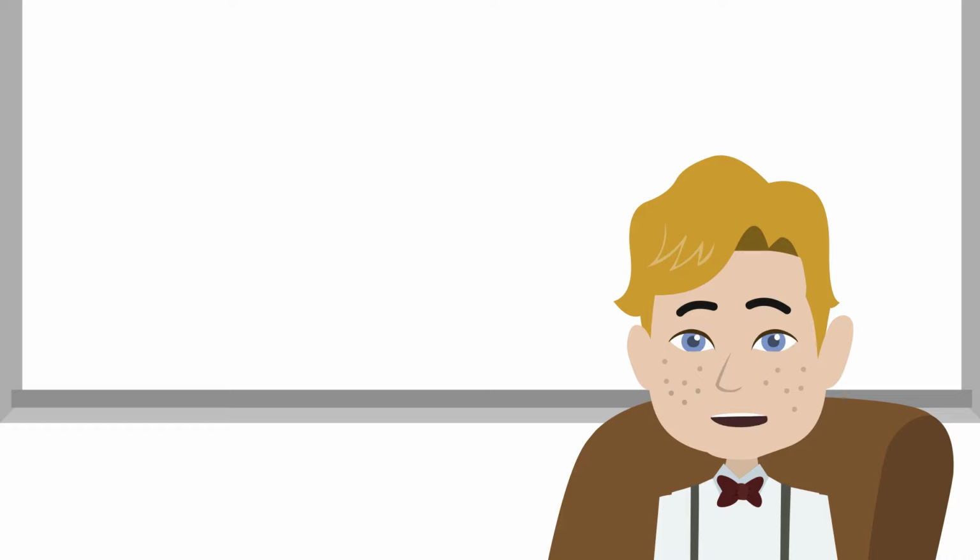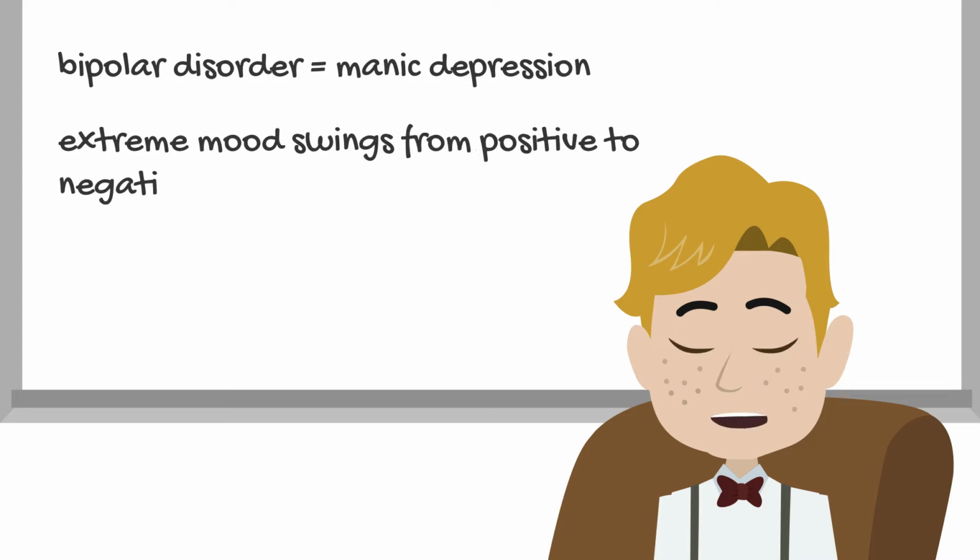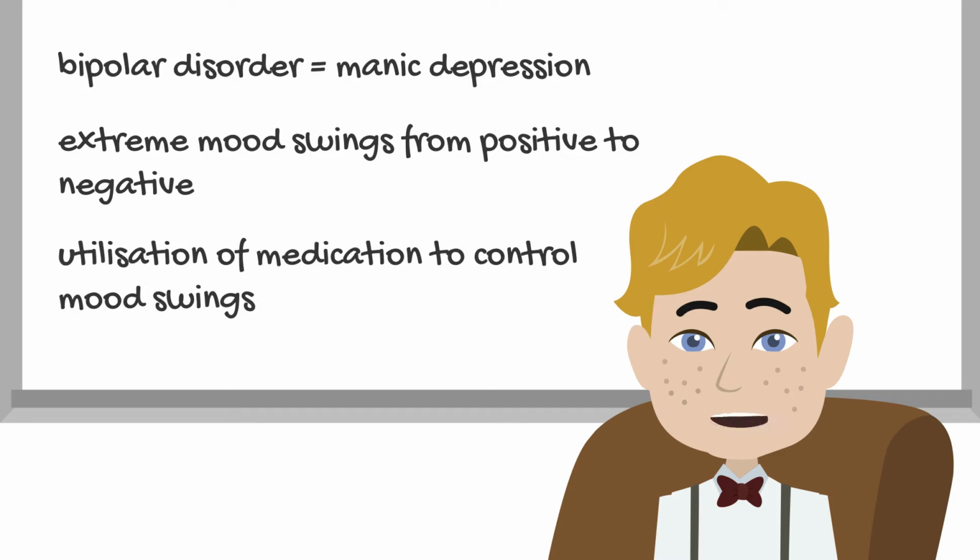Another common type is bipolar disorder, sometimes called manic depression. People suffering from bipolar disorder are subject to extreme mood swings from overly positive to extremely negative. During a down phase, the subject experiences the same symptoms as someone with a major depressive disorder would. Therefore, bipolar is treated with medication helping control and prevent disastrous mood swings.